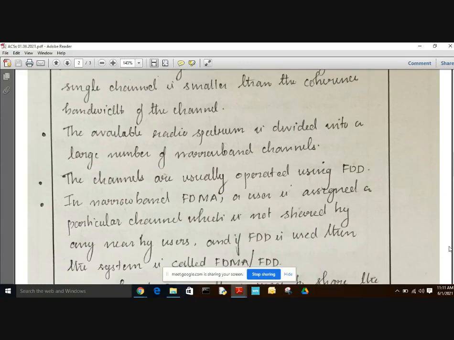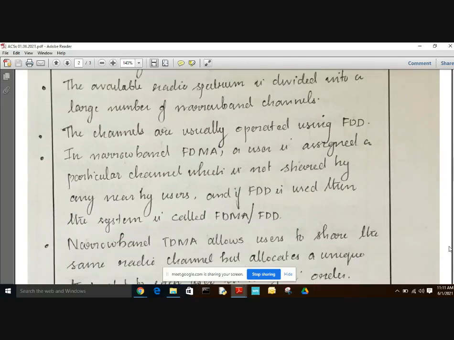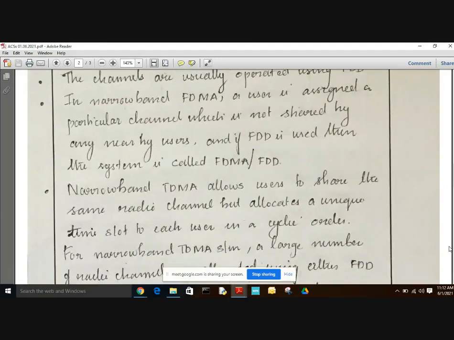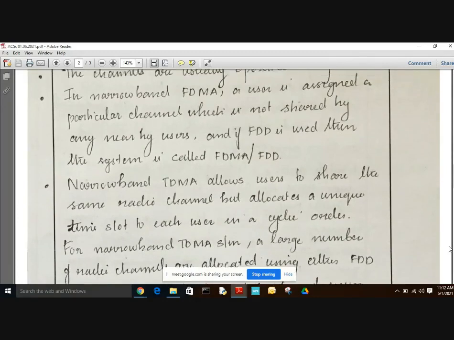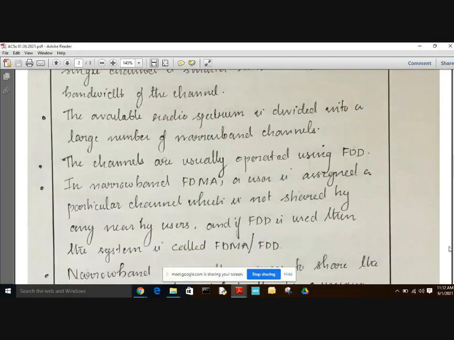And if the FDD is used, then the system is called FDMA or FDD. So this narrowband FDMA allows the user to share the same radio channel but allocate a unique time slot to each user in a cyclic order. So in narrowband FDMA, a particular frequency or a particular channel is assigned to a user which is not shared by any other nearby users.